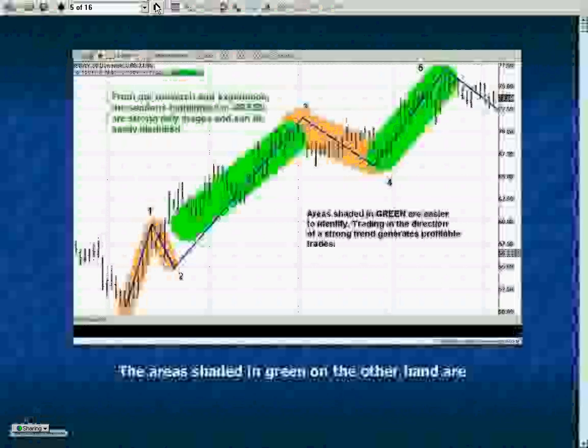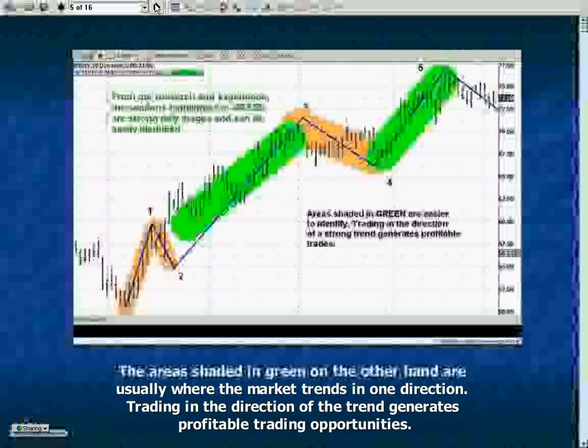From our research and experience, the sections highlighted in green are strong rally stages, and they can be easily identified. The areas shaded in green are usually when the market trends in one direction. And trading in the direction of the trend generates profitable trading opportunities.